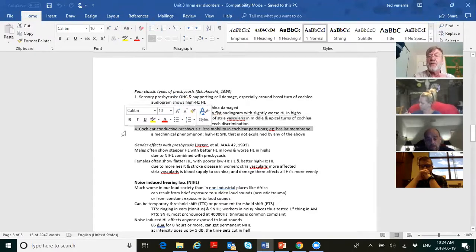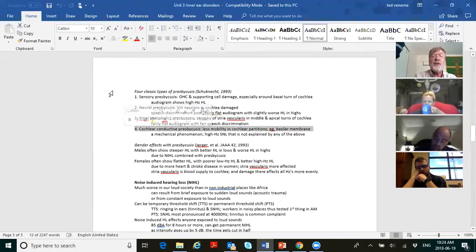Cochlear conductive presbycusis means it's not so much the hair cells that are damaged, but there's less mobility in the cochlear partitions. The basilar membrane is stiffer. Reissner's membrane is stiffer. The whole organ of Corti has lost its flexibility.